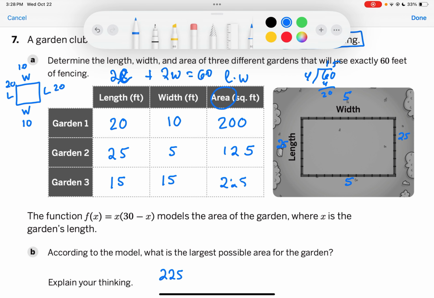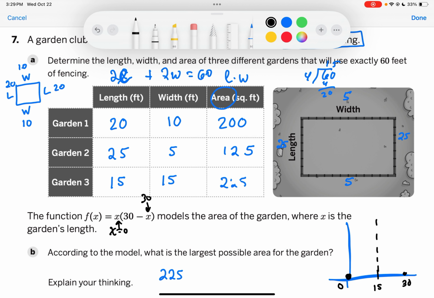So if I'm sketching this out, actually let me do it this way. So here's my sketch. So one of my zeros is at 0 because x equals 0 makes this one 0. Okay, the other's at 30. Okay, so halfway between is 15.